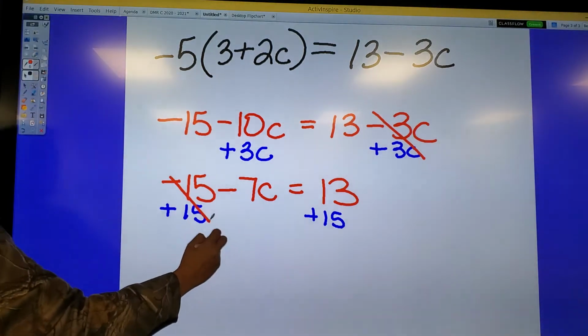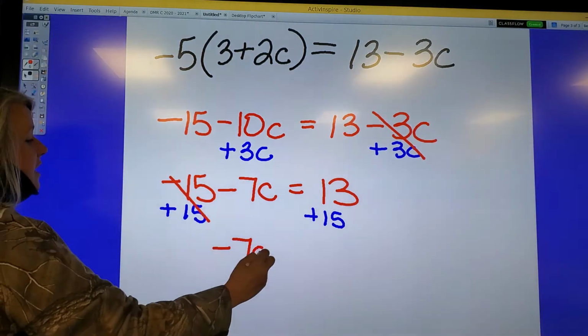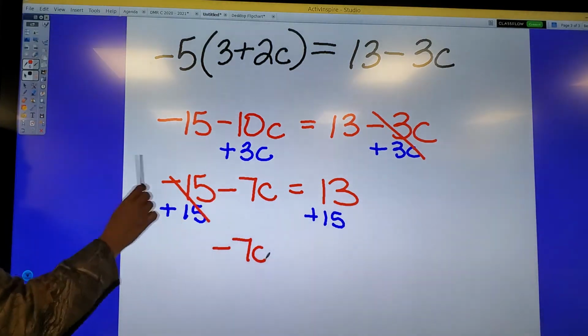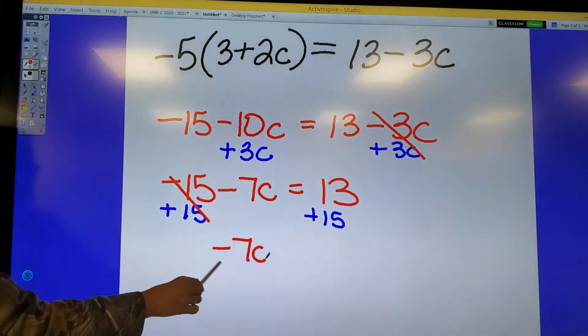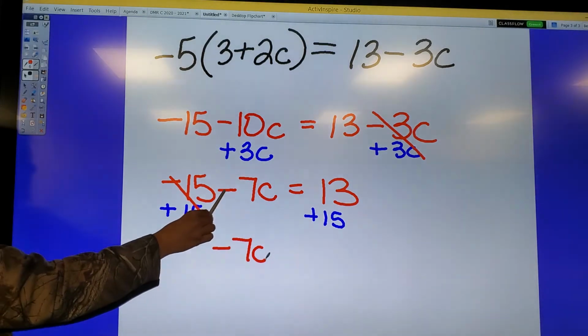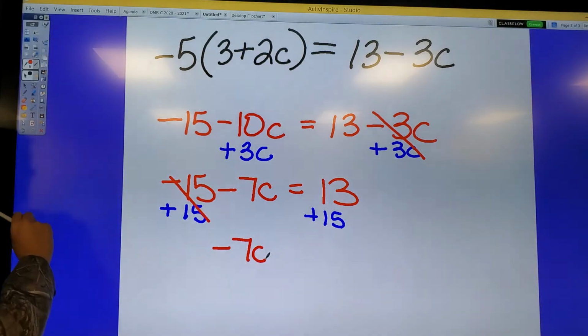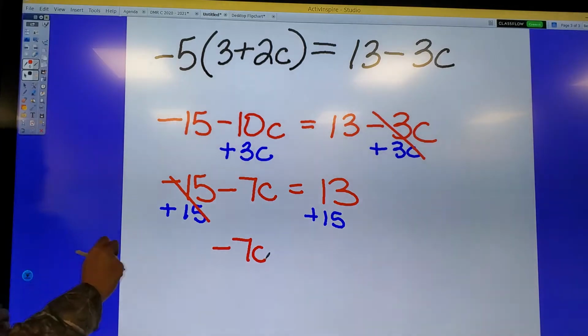So 15s are gone, that leaves me with a negative 7c. Some people struggle when it's written like this, they just bring down 7c. So don't forget that minus sign in front of your 7. It has to be there or you're gonna get yourself messed up. Equals 28.